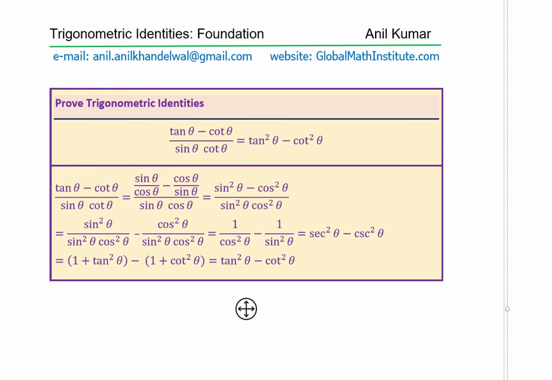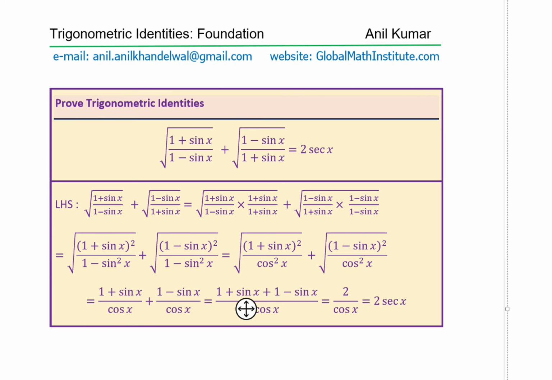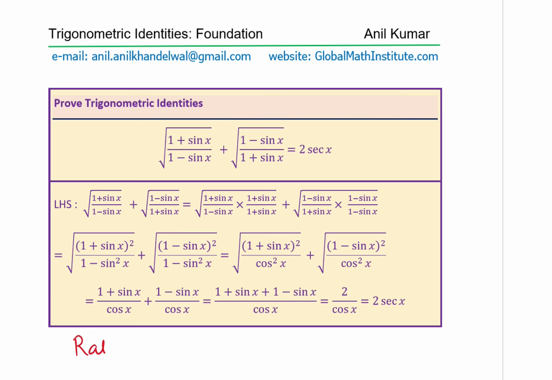Next example here is square root of (1 plus sin x over 1 minus sin x) plus square root of (1 minus sin x over 1 plus sin x) is 2 secant x. How do we do it? Well, the strategy here is to rationalize, correct? So in this case, you rationalize. So we are rationalizing both the terms separately as shown here, and then we are going to simplify to get the result as shown here. Is that clear to you? Right? So that is how we are going to get all these results.